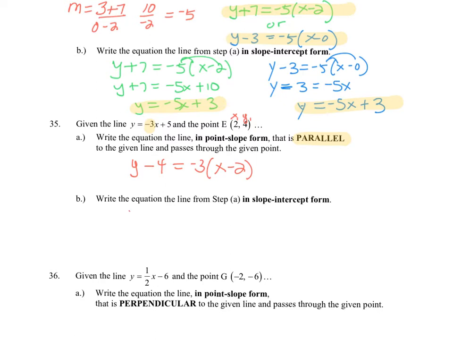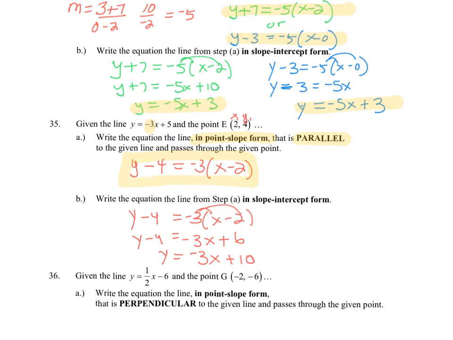Now I'm going to take that point slope form and I'm going to solve for y. So 2 steps for that. First step, distributive property. Negative 3x plus 6. Second step, inverse operation. Take that negative 4 over and add it. And you can see that now, for this particular information, we have the point slope form. That's our answer for that here. And then we have the slope intercept form. That's our answer there.